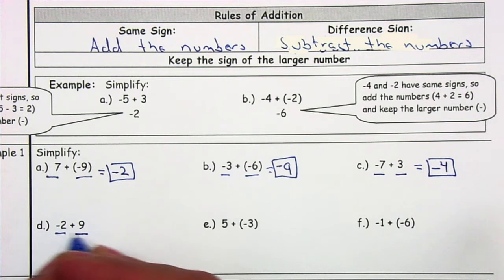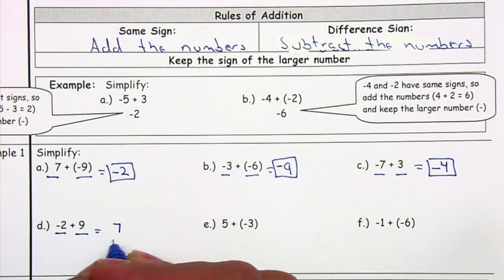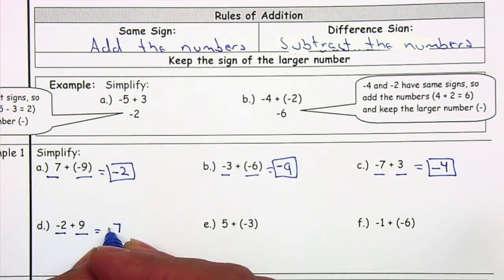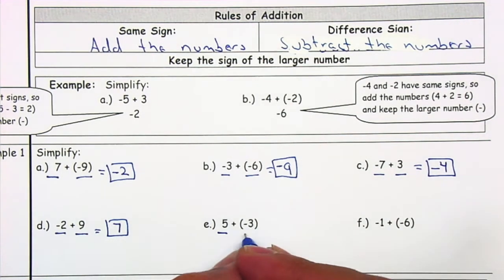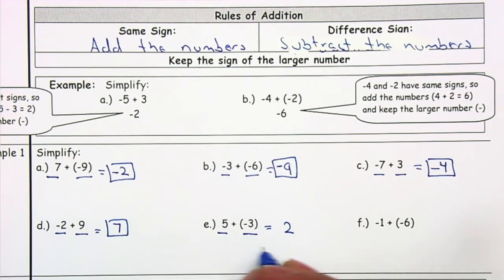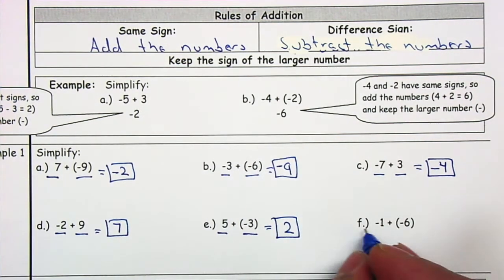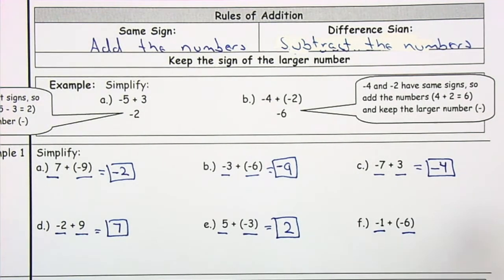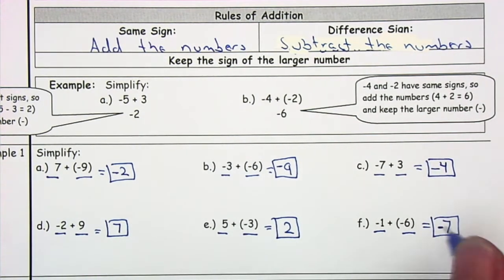So for letter D, we have a negative 2 and a 9, different signs, so we're going to subtract. 9 minus 2 is 7, and we're going to keep the sign of the bigger number, which is the positive 9. For letter E, 5 and negative 3, different signs, so we're going to subtract. The bigger number is 5, so we're going to keep a positive 2. Letter F, negative 1 and negative 6, same sign, so we're going to be adding, and we're going to keep the sign of the bigger number, which is a negative. Remember, same sign you add, different signs you subtract, and you keep the sign of the bigger number.